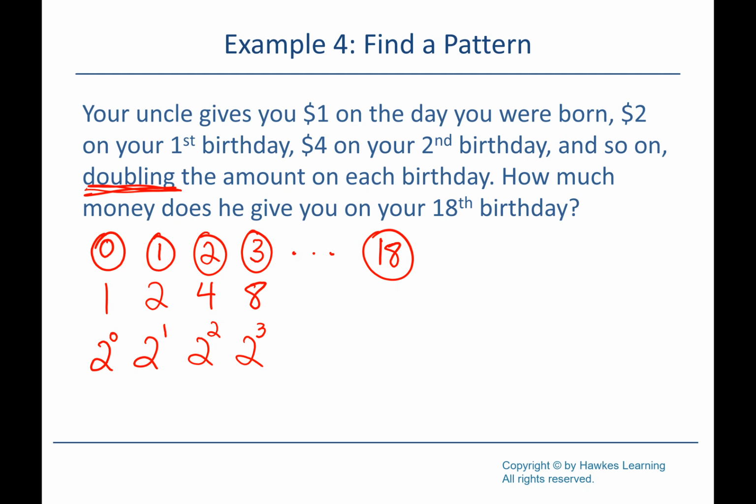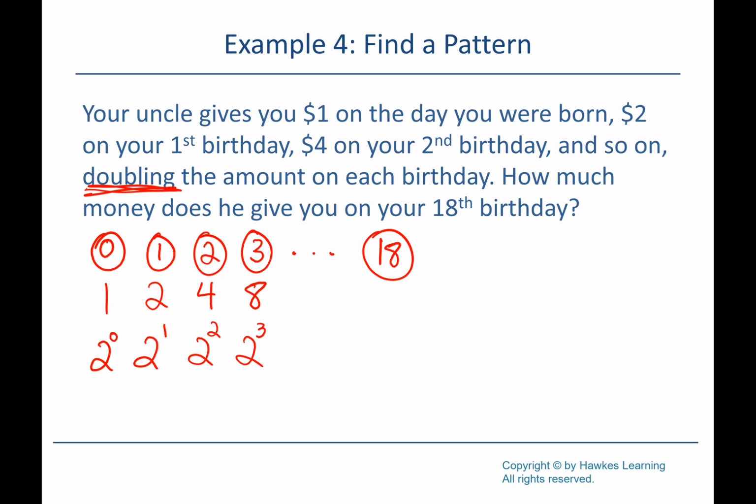So when we're 0 years old, it's 2 to 0. When we're 1 year old, it's 2 to 1. 2 years old, it's 2 to 2. 3 years old, 2 to 3. So what's it going to be on our 18th birthday? 2 to the 18.